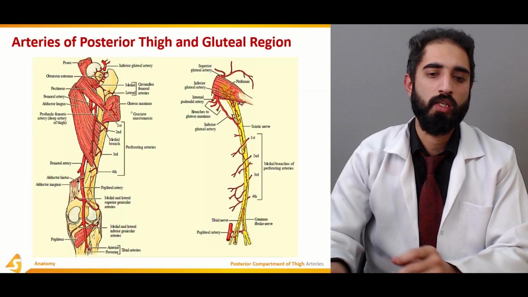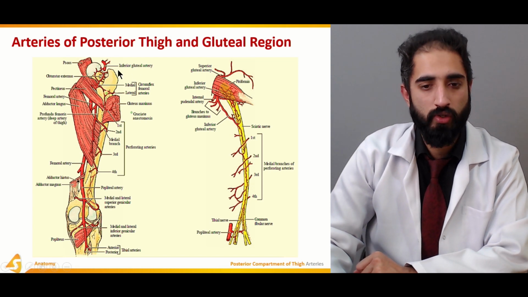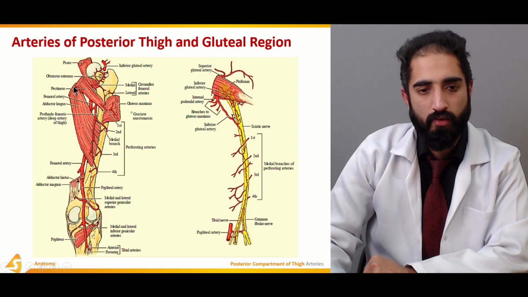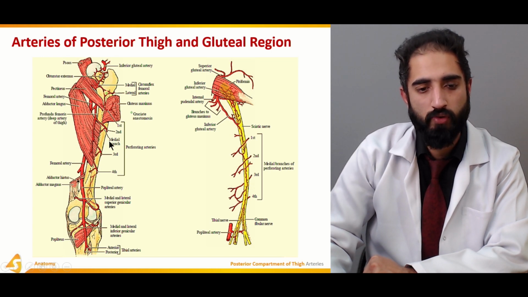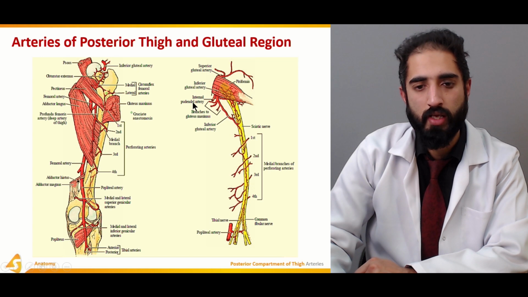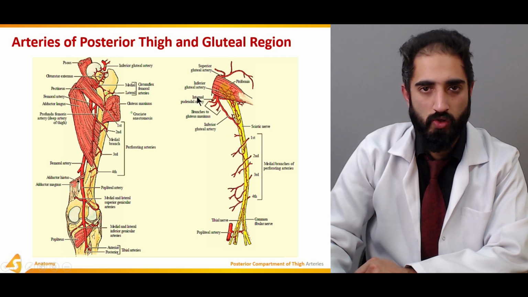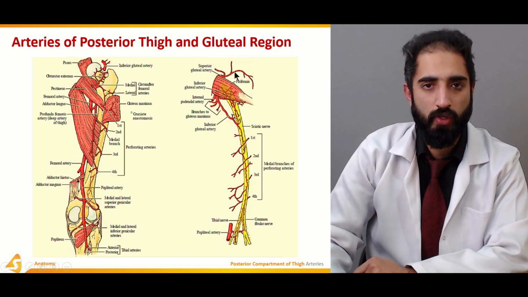So here we can see in this picture we have the inferior gluteal artery, we have the medial and lateral femoral circumflex arteries, we have the perforating arteries, first, second, third, and fourth perforating artery here. Here we have actually the femoral artery, which gives off these branches, and then here we have the inferior gluteal artery as well as the internal pudendal artery, and here we have the superior gluteal artery.